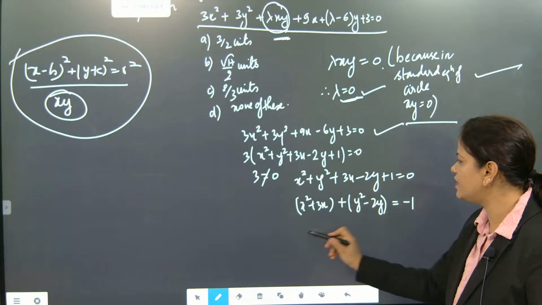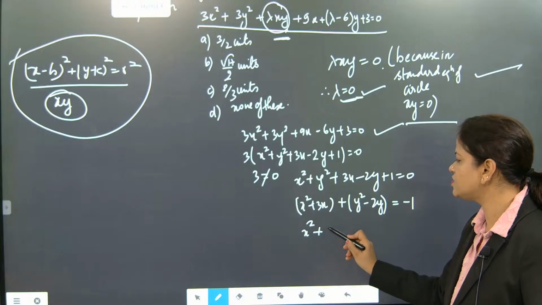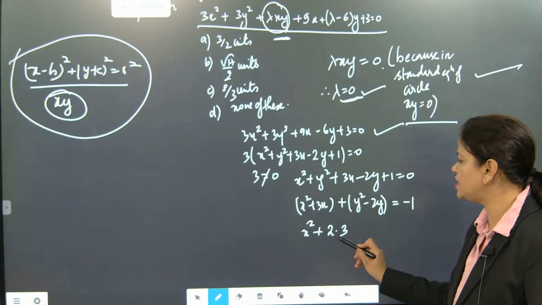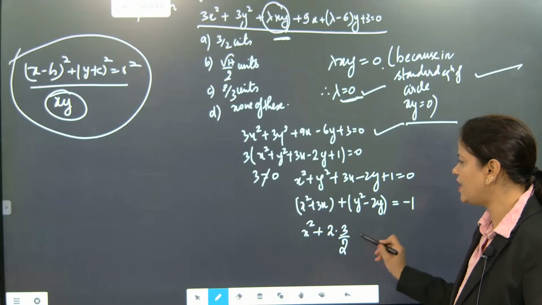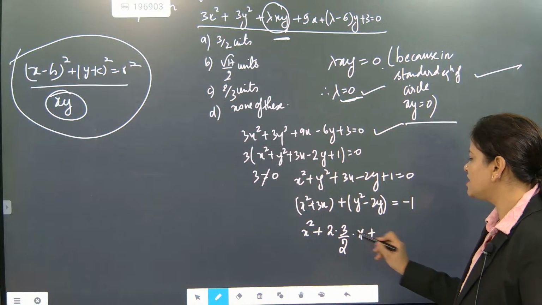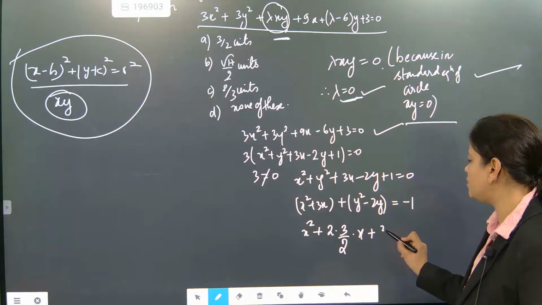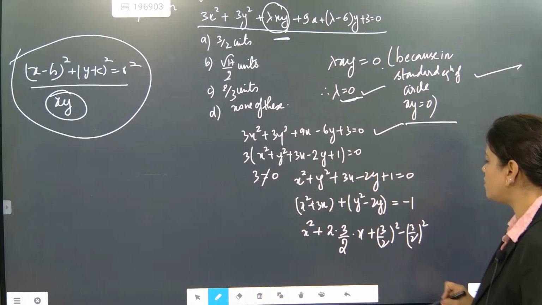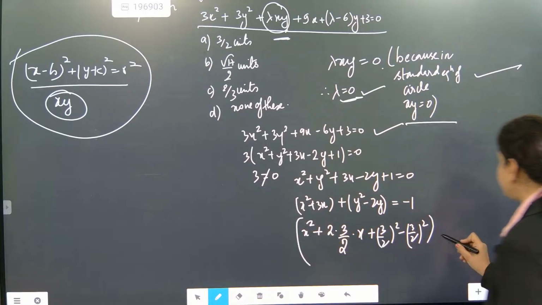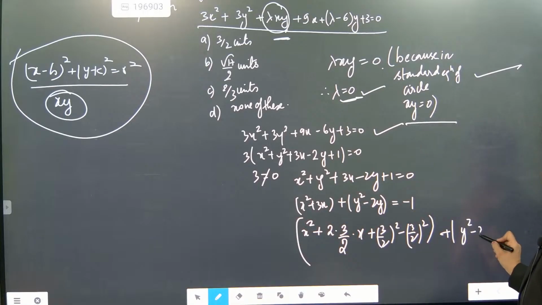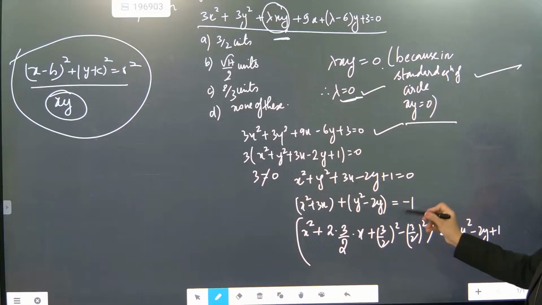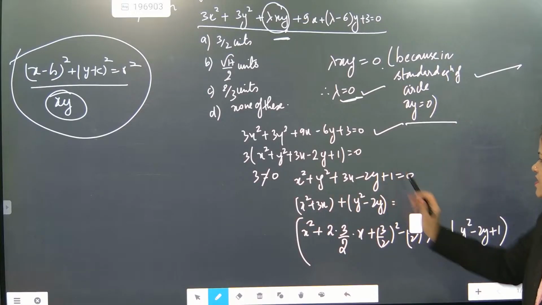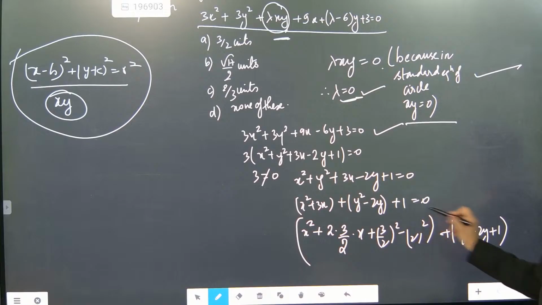Now I am converting this into the standard equation. x square plus 2 into 3 by 2 into x, that means now we have to put 3 by 2, (3 by 2) whole square minus (3 by 2) whole square. You have to do it very quickly in the exam. Now y square minus 2y, add 1. When you are adding 1, there is already plus 1 there, so plus 1 is equal to 0.